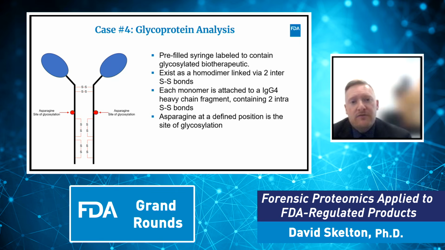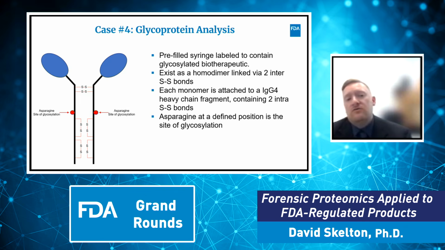This particular biotherapeutic exists as a homodimer, where each one of the monomers are linked together to form a dimer via 2 disulfide bonds, and that is shown at the top of the figure here near the hinge region. And there is a single site of glycosylation on each one of the monomers shown on that red circle. And the glycosylation occurs at only this single site on this very specific asparagine amino acid for the biotherapeutic.